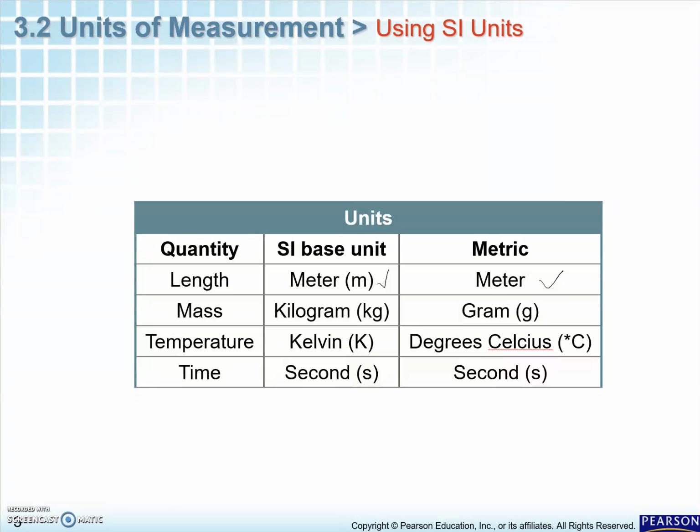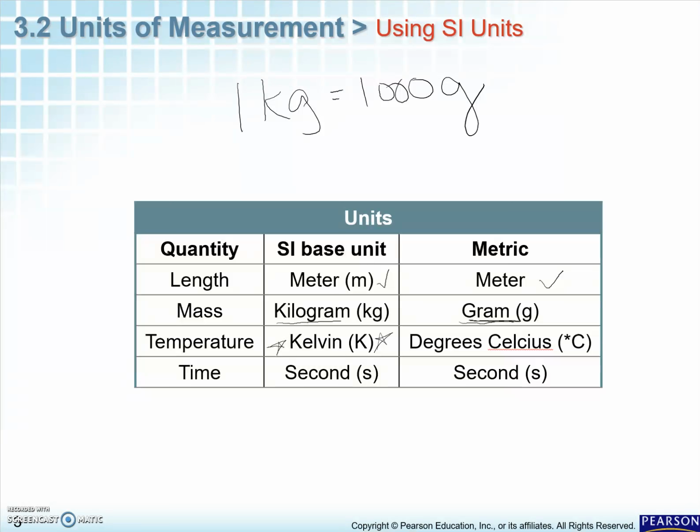Mass is a little bit different. You have something called a kilogram, and a kilogram is simply 1,000 grams. And that happens to be the unit for our metric system. So just so you remember, 1 kilogram is equal to 1,000 grams. In temperature, we usually hear of something called degrees Celsius. However, in the SI units, we call something called Kelvin. So this is a little new.